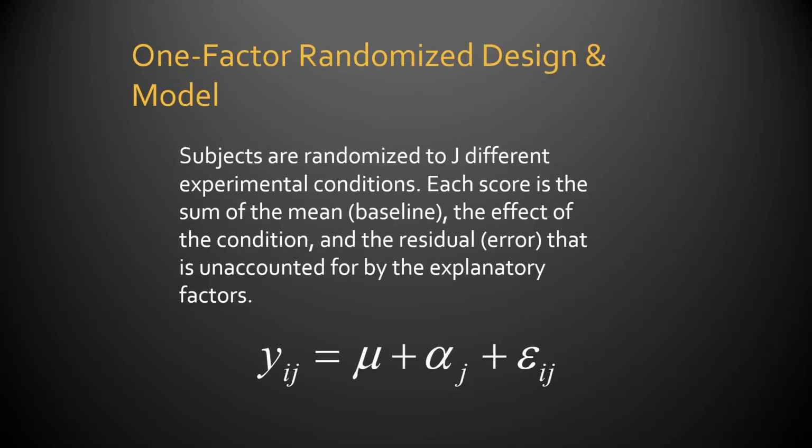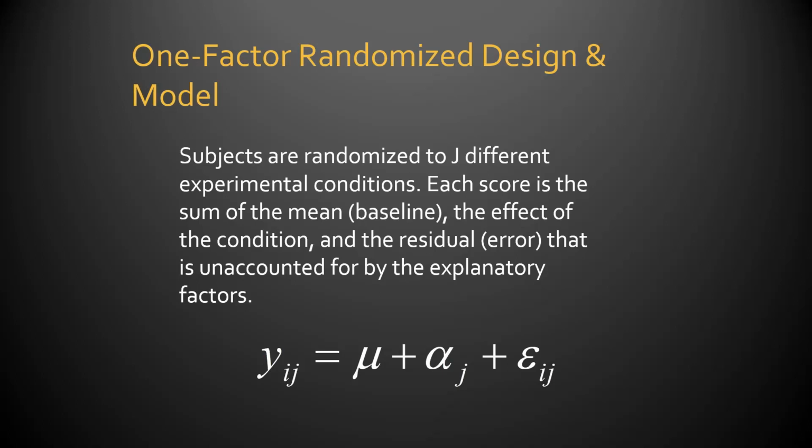In the previous video, I introduced the one-factor randomized design and model in which subjects are randomized to J different experimental conditions. And the linear model is the model you see here, where we're looking at the response for person I in condition J as a linear sum of the baseline, that is the mean, the effects of being in that particular condition, and then what's left over, that is the error or residual for person I in condition J.